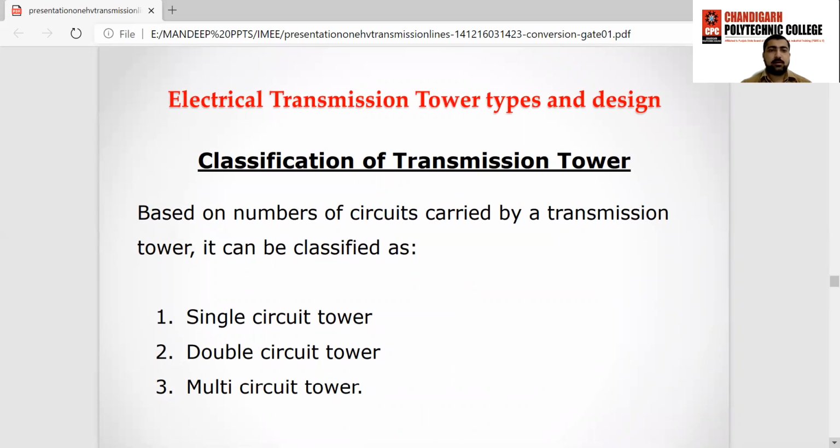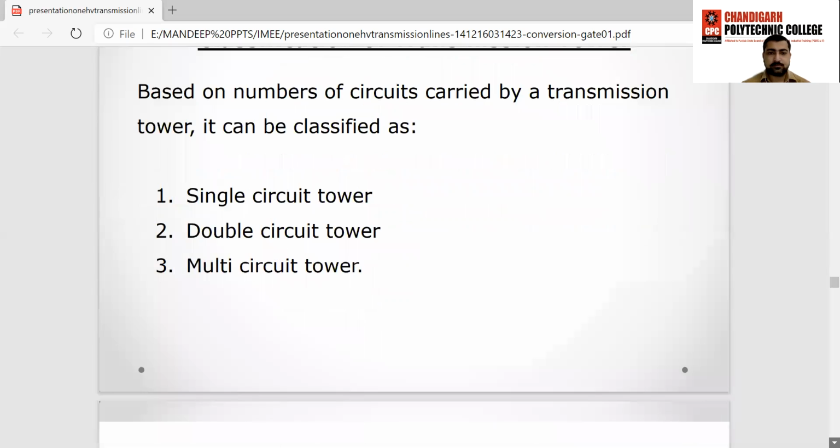Classification of tower. Based on the number of circuits carried by a transmission tower, it can be classified as: the first is single circuit tower, the second is double circuit tower, and the third one is multi-circuit tower.